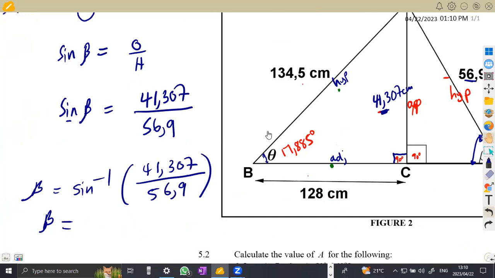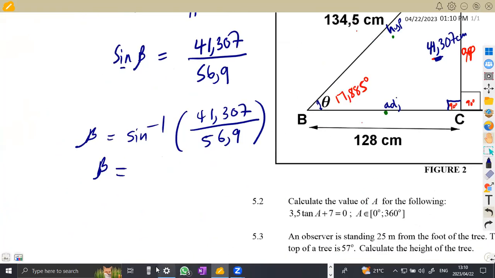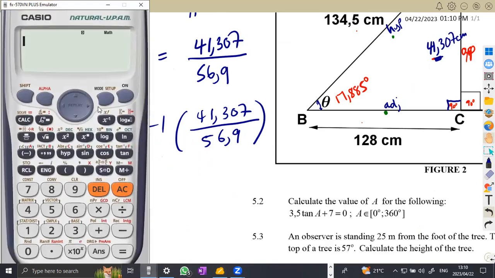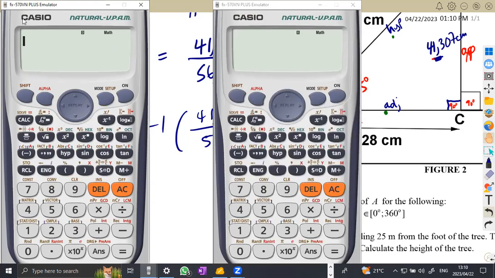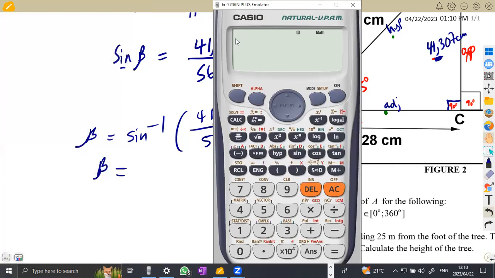Since beta is needed in radians, this is what you're going to do on your calculator. You change this D on your calculator, which is for degrees, to radians. So it's shift setup, and you go to rad on 4. It must indicate R. Now there must be R on your calculator.